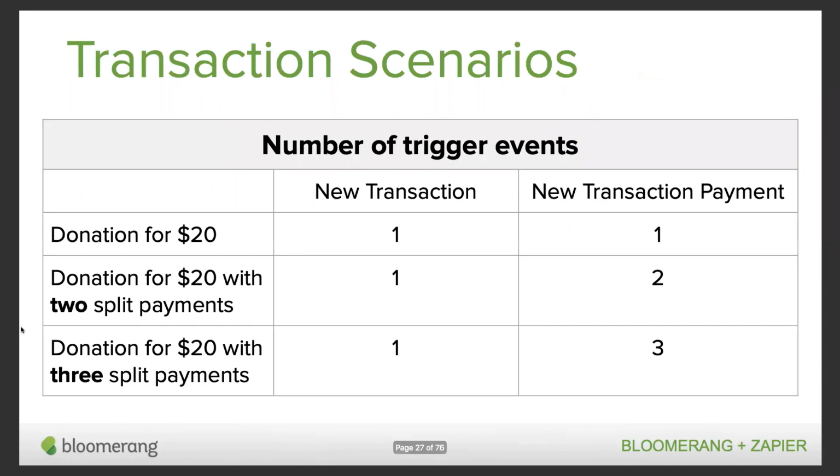So let's take a look at an example on the difference between new transaction and new transaction payment when you're considering this for your Zaps. If I was to enter a donation of $20 and I set up a new transaction and a new transaction payment trigger, each trigger would run once. If I entered a donation for $20 with 2 split payments, the new transaction trigger would trigger once, but the new transaction payment would trigger twice, once for each payment. Same principle for a donation with 3 split payments, same amount, 3 splits: 1 transaction trigger, or 3 transaction payment triggers.